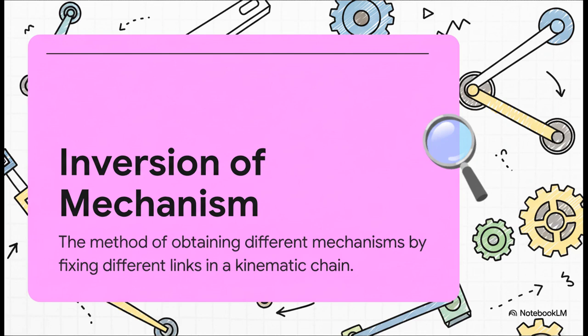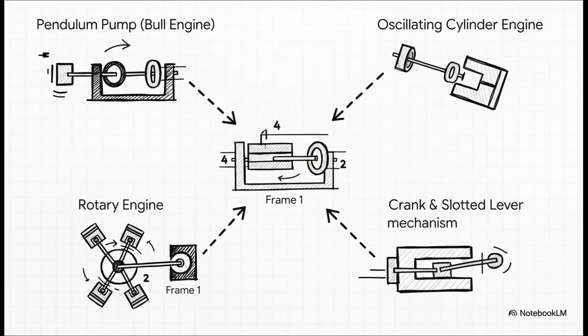It means you can get totally different machines from the exact same set of parts, just by changing which part you decide to hold still. I mean, think about how incredibly efficient that is. The same few components can do a whole bunch of different jobs. And trust me, this is not just some theory from a textbook.